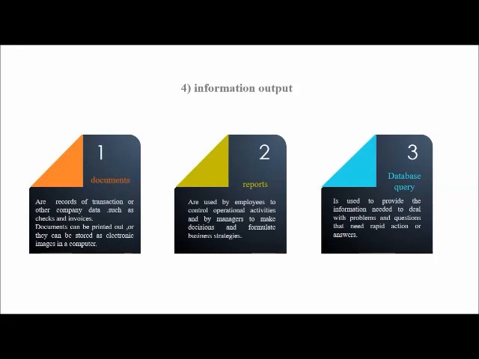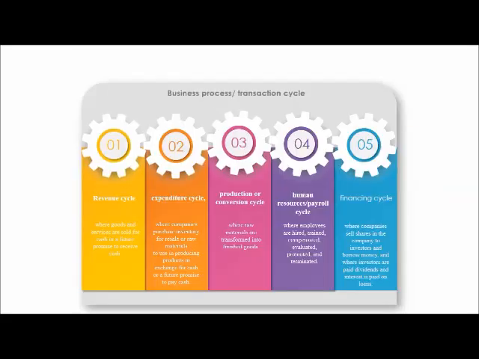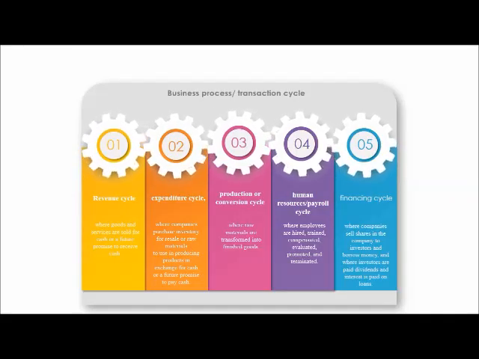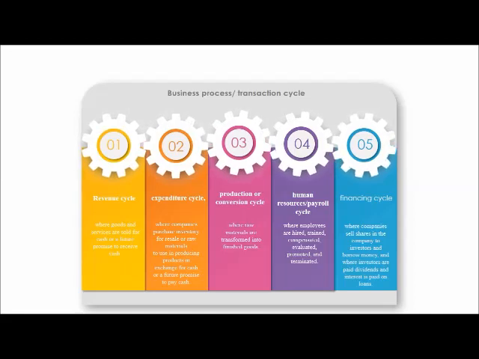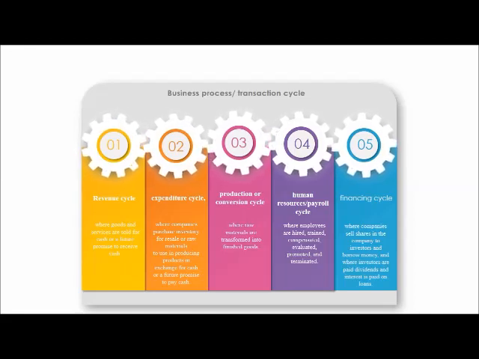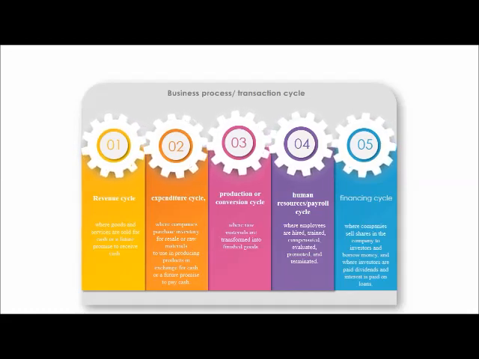Let's make a quick revision of what I have been saying. First, I started by explaining what a business process or a transaction cycle is. A transaction cycle consists of five major cycles. The first cycle is the revenue cycle. In the revenue cycle, goods and services are sold for cash. So we concentrate on selling goods to customers and receiving cash. The second cycle is called the expenditure cycle. In the expenditure cycle, companies purchase inventory for resale or raw material to use in the production process in exchange for cash or a future promise to pay cash.